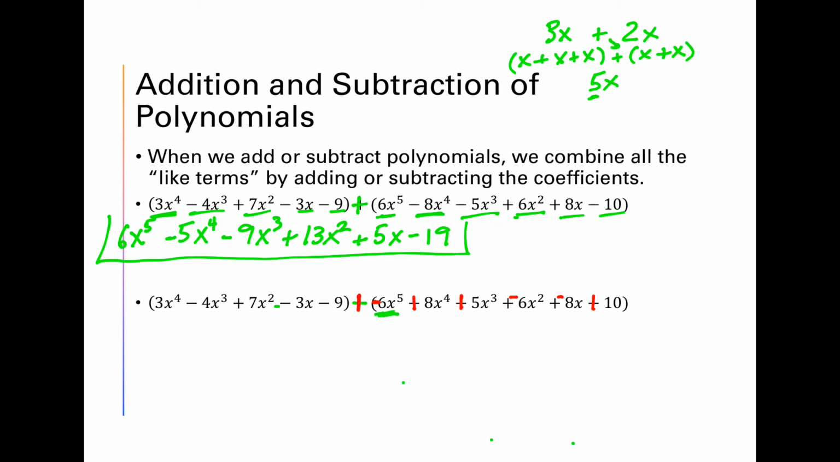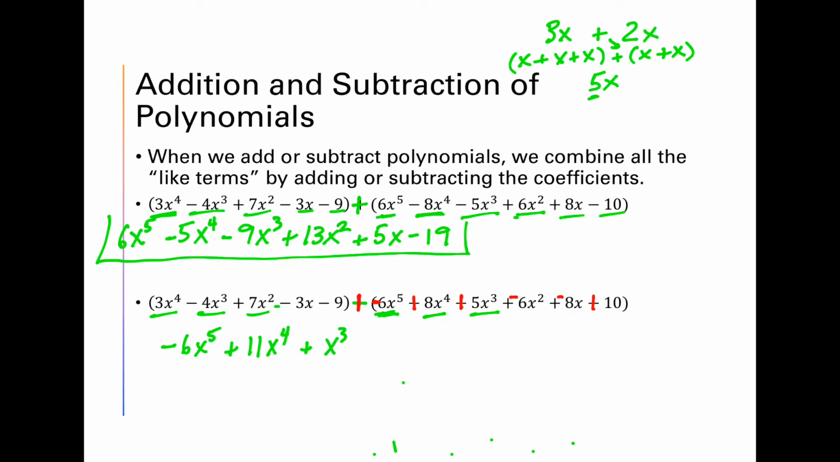So again, there's no other x to the fifth term. So this is minus 6x to the fifth. So then we had 3x to the fourth, and we had 8x to the fourth. That's positive 8. So that becomes plus 11x to the fourth. And then we have minus 4x to the third and positive 5x to the third. So that gives me positive 1x to the third. So I can just write x to the third.